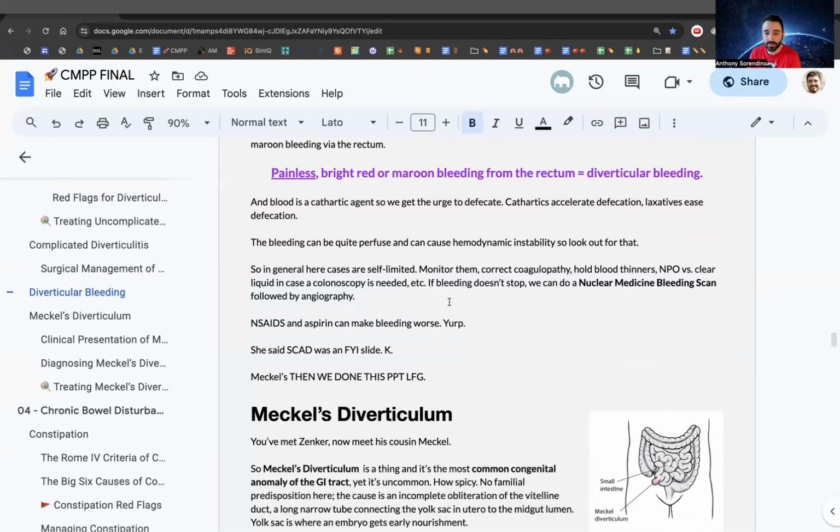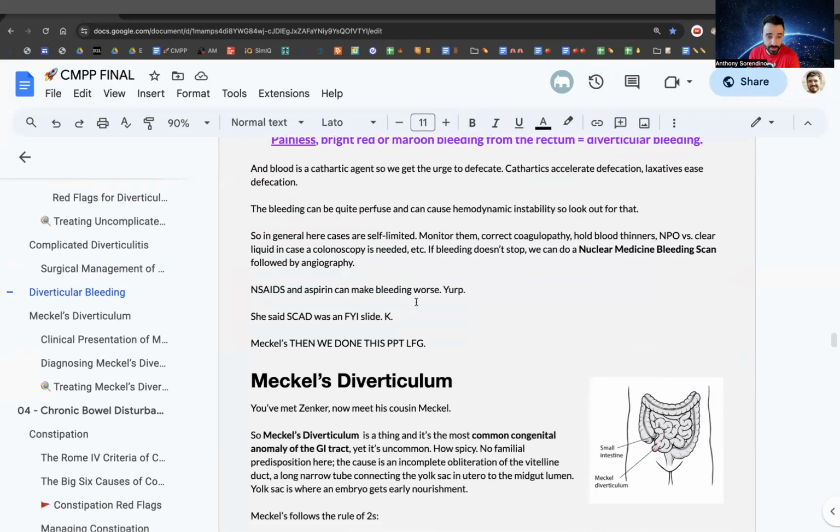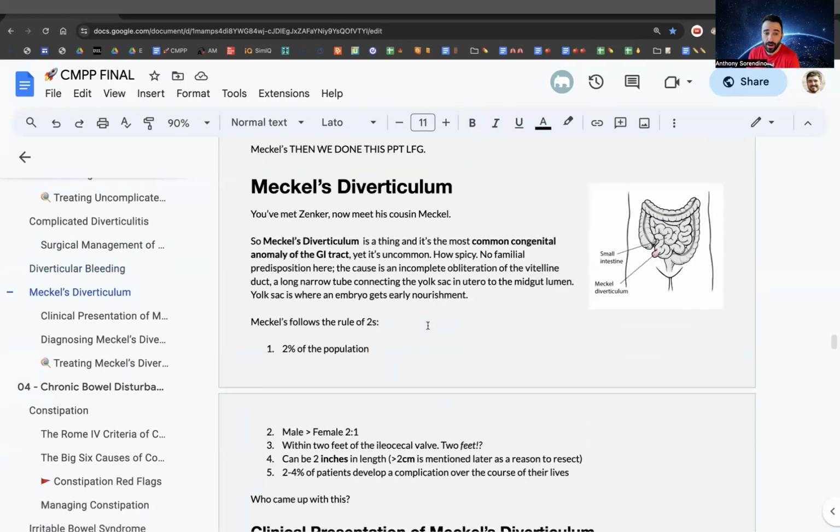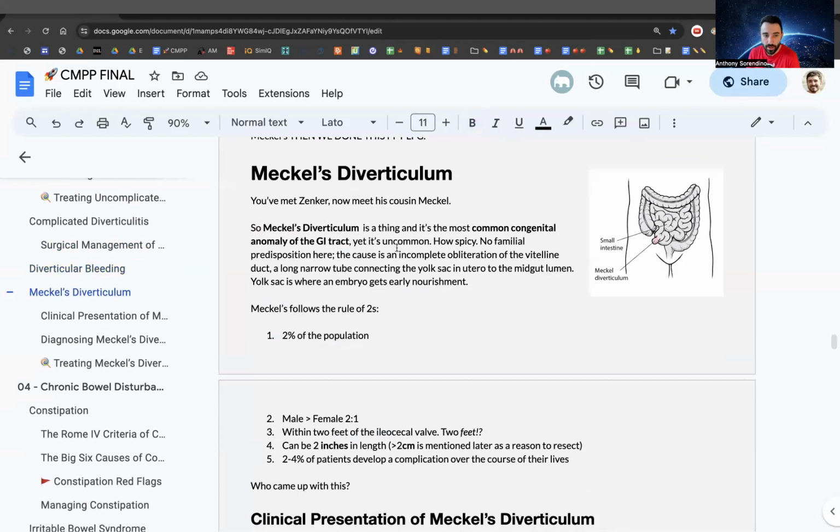All right, if the bleeding doesn't stop, we can do a nuclear medicine bleeding scan. So that's pretty interesting. All right, Meckel's, and then we're done with the third PowerPoint. So we've met Zenker, and now we're going to meet his cousin Meckel. So Meckel's diverticulum is the most common congenital anomaly of the GI tract. Do you remember what the most common abdominal emergency is in children?